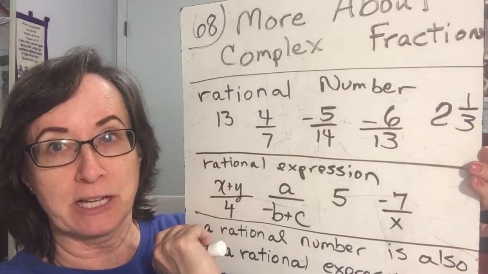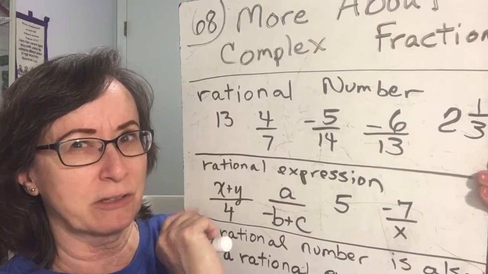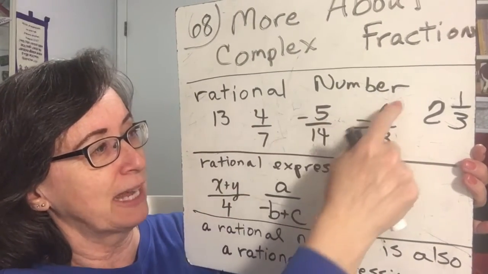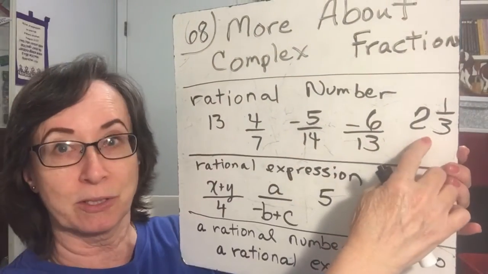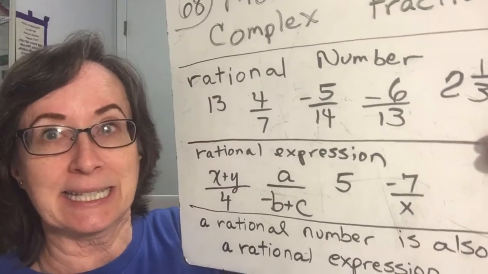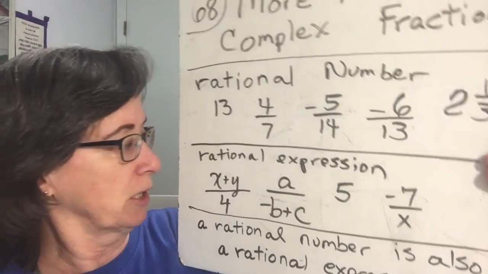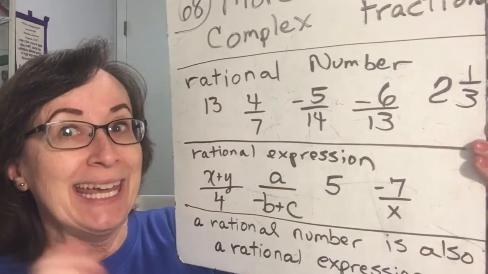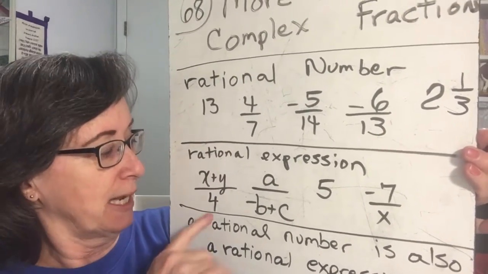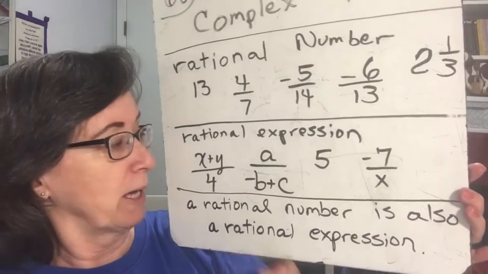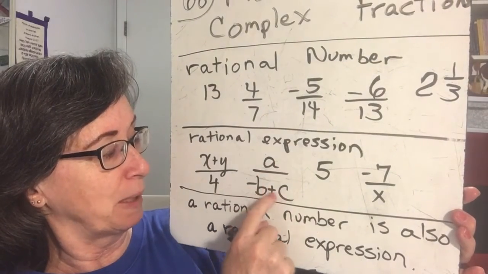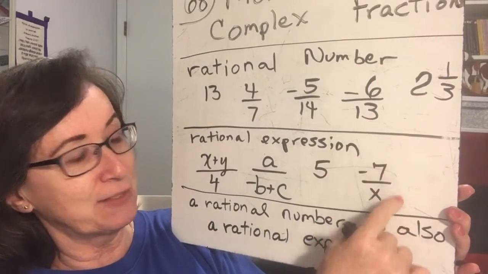So 13 is a rational number because we could write that as 13 divided by 1. 4/7, -5/14, -6/13, and also mixed numbers, 2 and 1/3, are all rational numbers. So then we need to discuss what is a rational expression. A rational expression is two expressions, algebraic expressions, written in a fraction form, one over the other. So x plus y over 4, a over -b plus c, 5, and -7 over x.